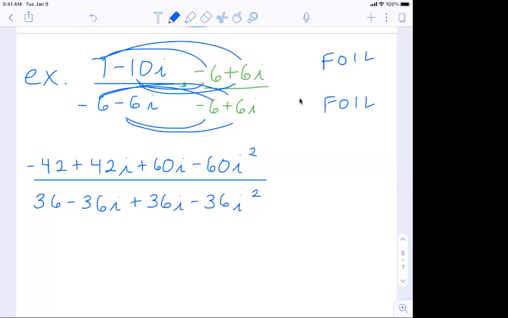All right, so our i squareds are -1. So I'm going to cheat a little bit here because this becomes -60 times -1, which is positive 60. So instead of rewriting it all, I'm just going to make that plus 60. And the bottom, that's -36 times -1. That's going to be plus 36. So I just don't have to rewrite it all. Trying to save you guys some time. That's what I'm here for.